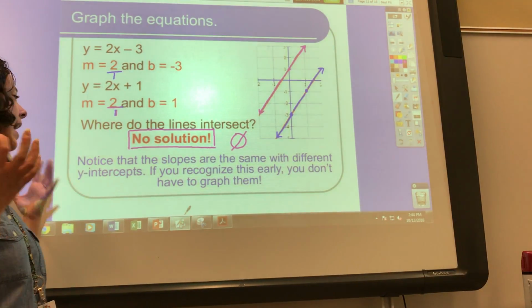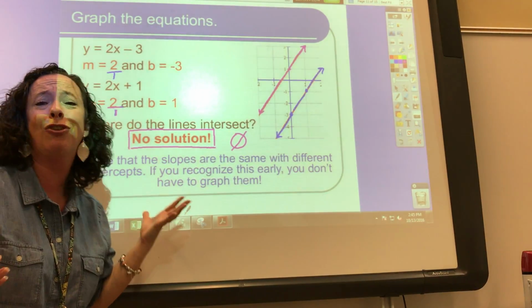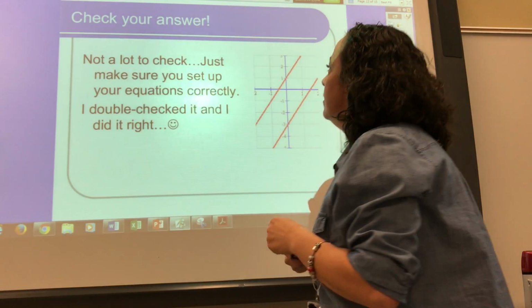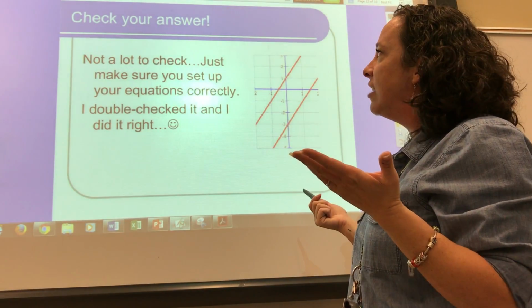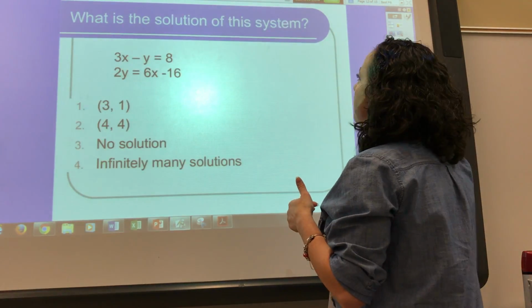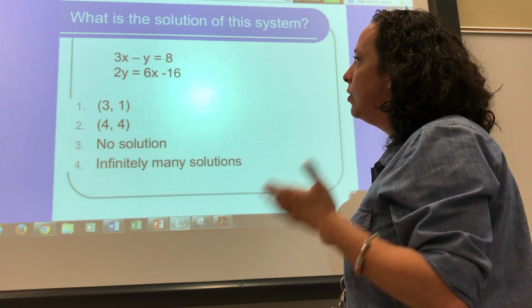Notice that the slopes are the same with different y-intercepts. If you recognize this early, you don't even have to graph it because you realize the relationship. So we check it. There's not a lot to check. Just make sure you set up your equations correctly, and we did. Okay. What is the solution of this system? Which one? So how would we do this?